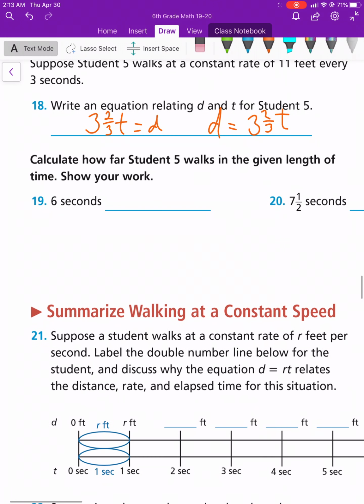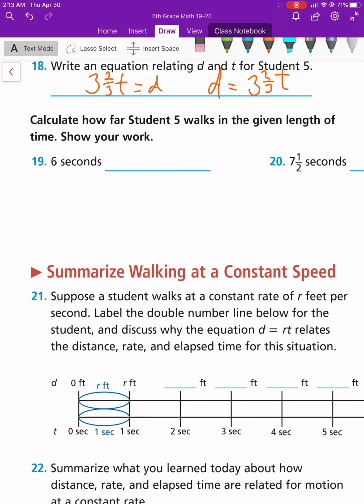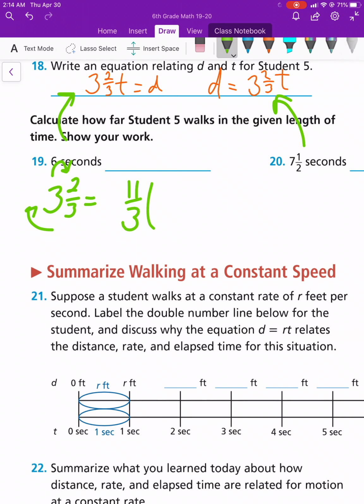So calculate how far student 5 walks in the given length of time. So I'm just gonna plug that right in there, right? So I have 3 2/3, which I prefer to rewrite as an improper fraction. 3 times 3 is 9, plus 2 is 11/3, right? Times 6 seconds.